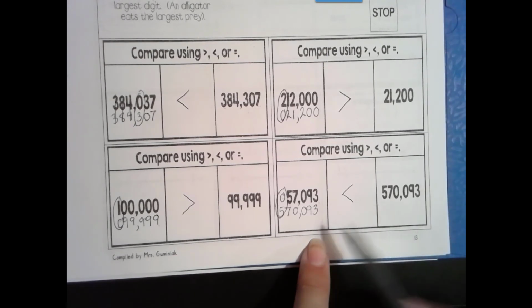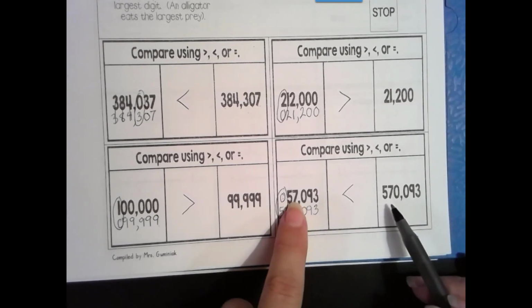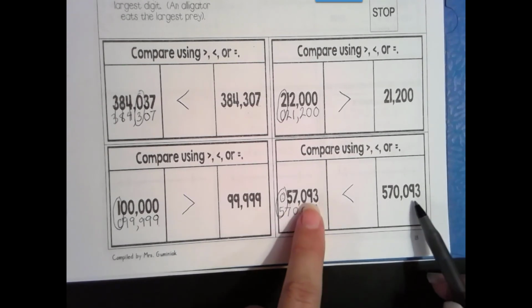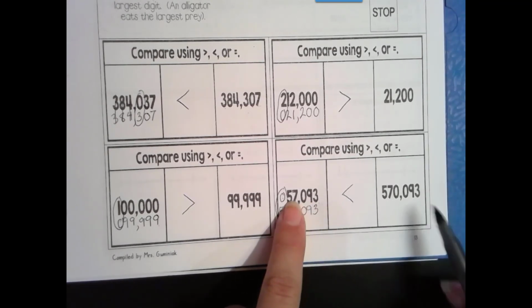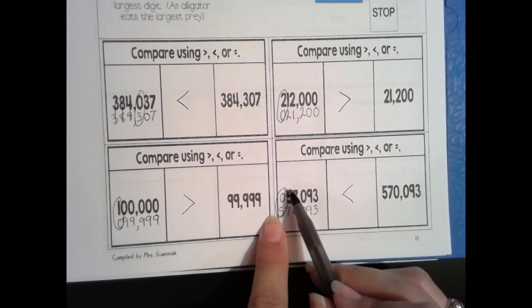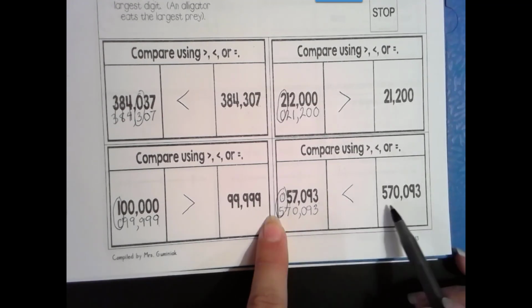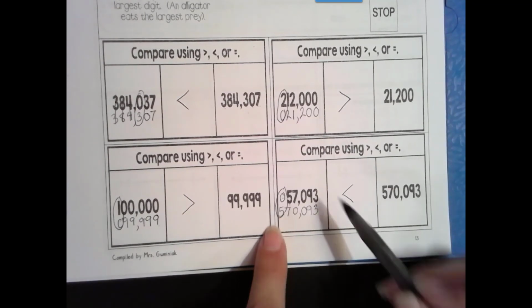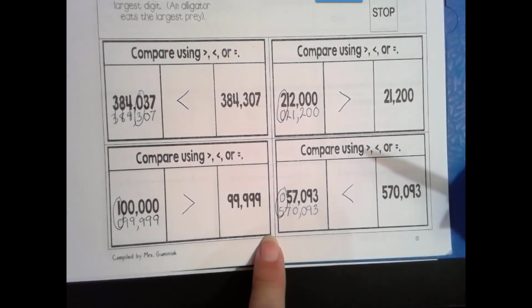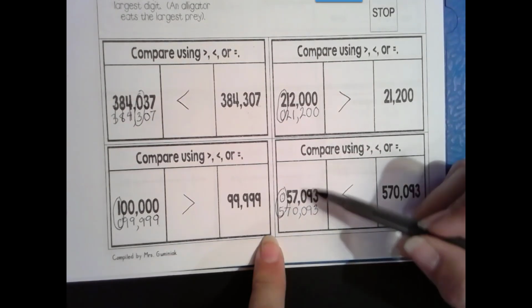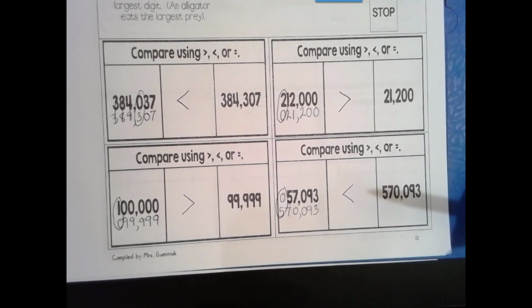570,093. Again, similar to this one, we have similar numbers here, but this has an extra 0 placeholder in it. So this 57 gets moved over 10 times to 570. So it's important to make sure you're lining up from your ones place to be able to compare. It's also where we need to line up when we're adding and subtracting.